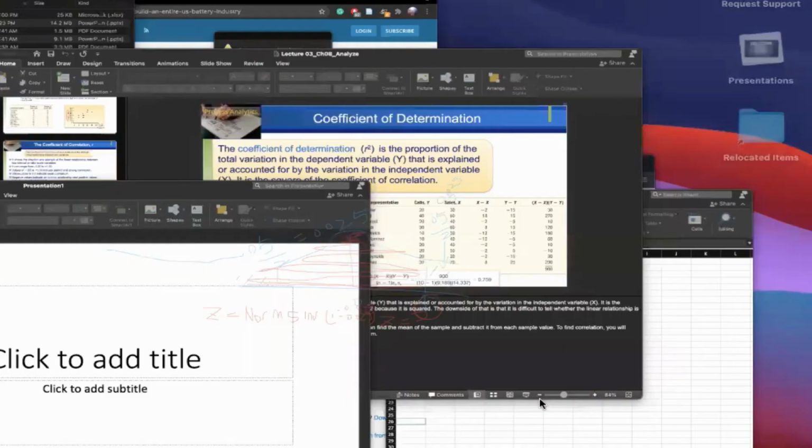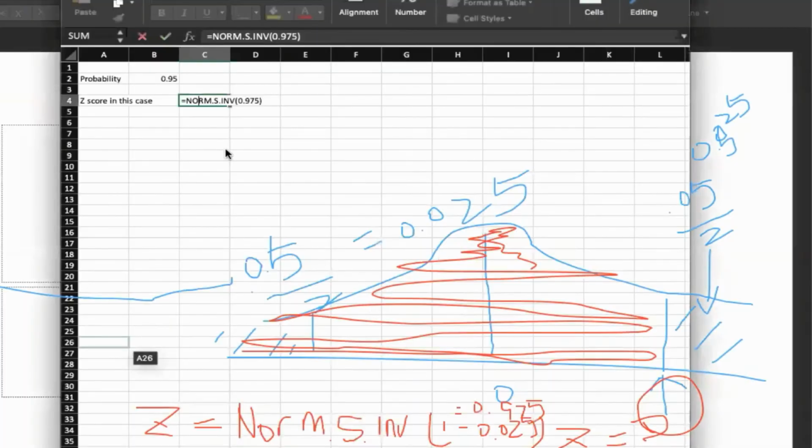So if I go back to Excel now, that's why I used the NORM.S.INV function with 0.975, or I can say NORM.S.INV of 1 minus 0.025, which will do the same thing. So this gives 1.96. That's how you find the Z value. Okay. So Z is 1.96.